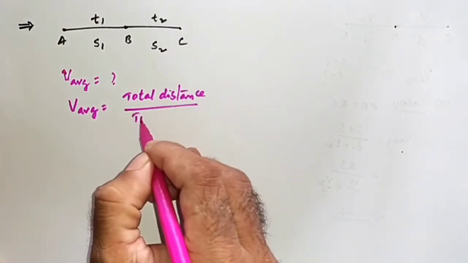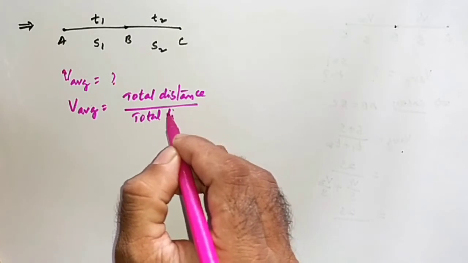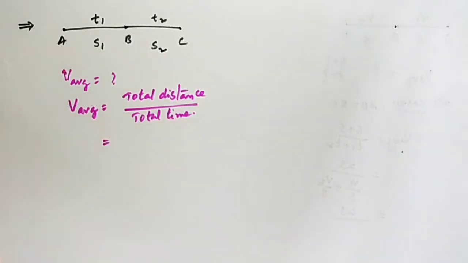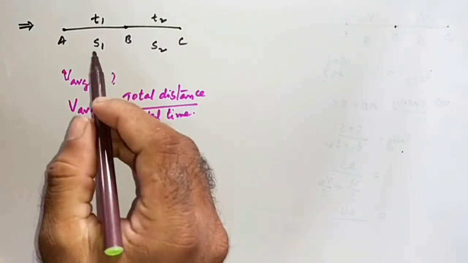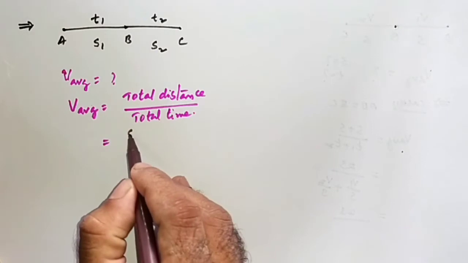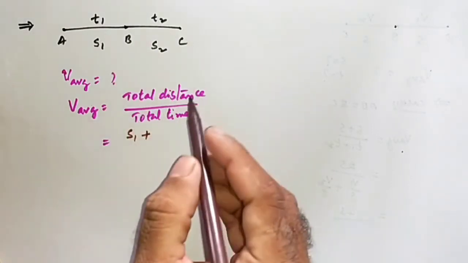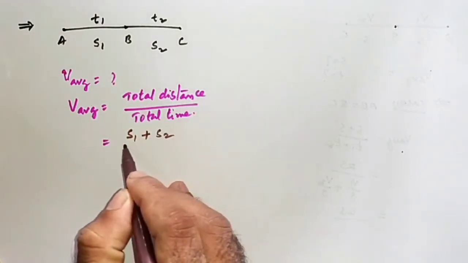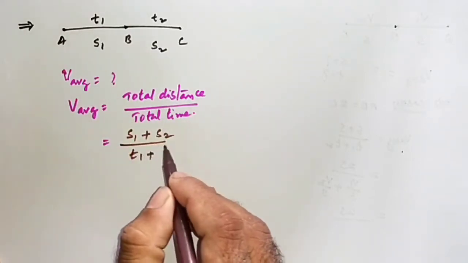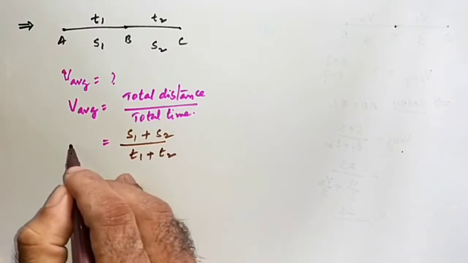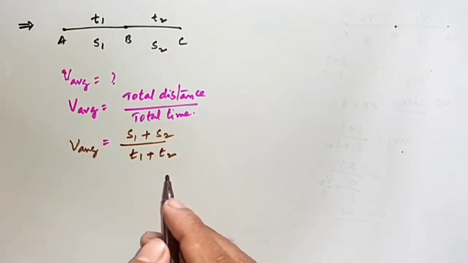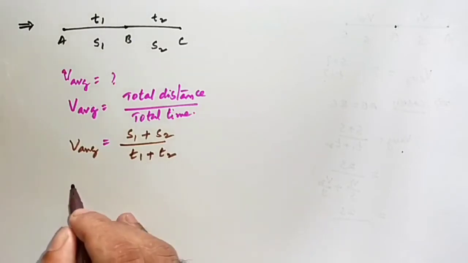Yes or no? Yes. So then that is equal to, what is the total distance here? A to B plus B to C. A to B is S1 plus B to C is S2, divided by total time. A to B time is T1 plus B to C time is T2. Therefore average speed is S1 plus S2 by T1 plus T2.